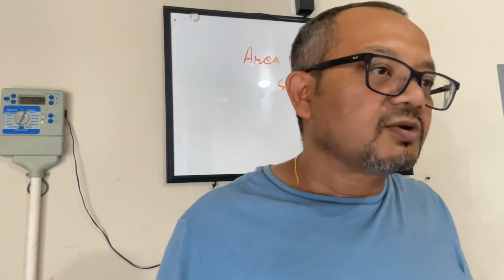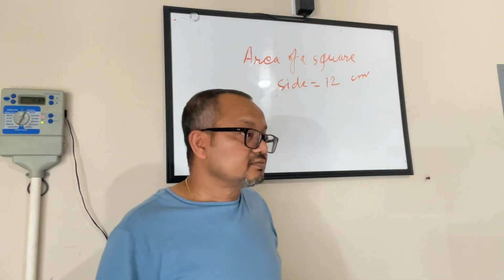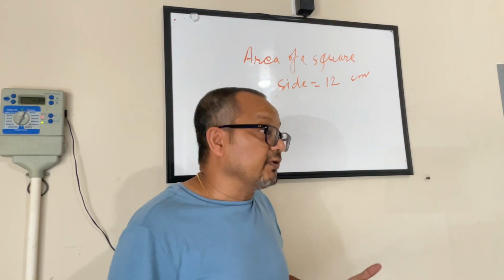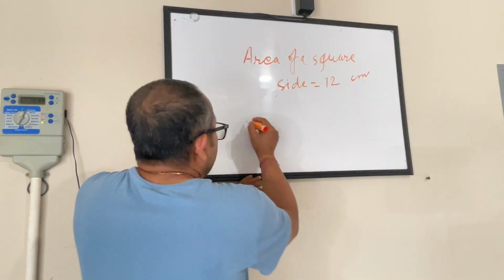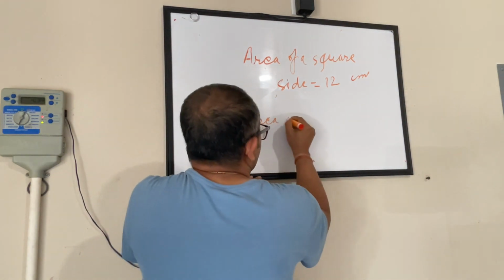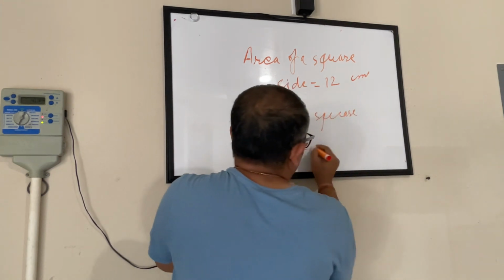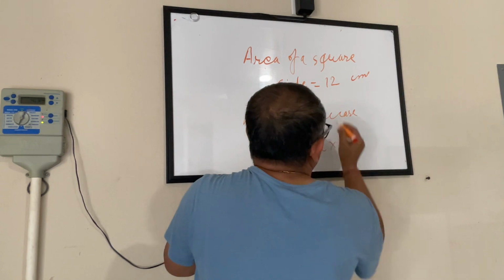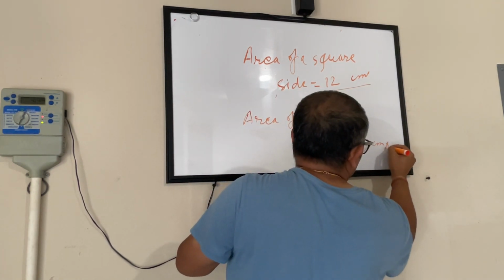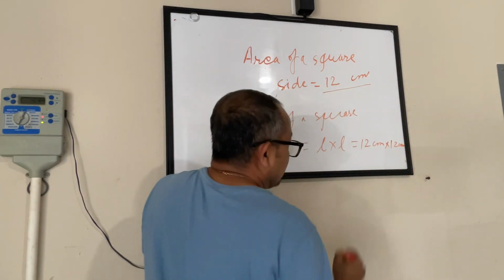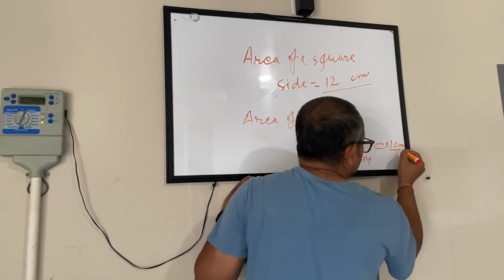Is it 144? Yes, 144. But it is 144 square centimeters. So see, here's the thing. Area of a square, you guys know already, equal to length times length. What is the length? 12 centimeter. So length is 12 centimeter into 12 centimeter. 12 into 12, 144. Centimeter into centimeter.